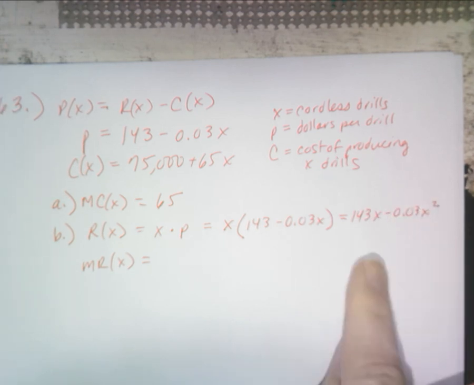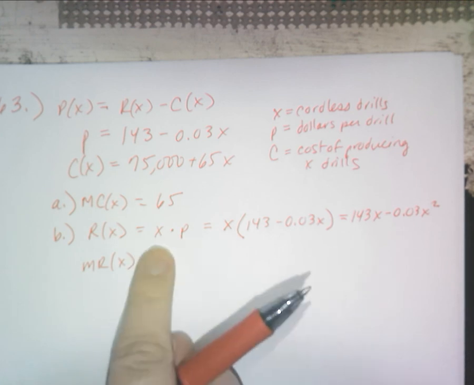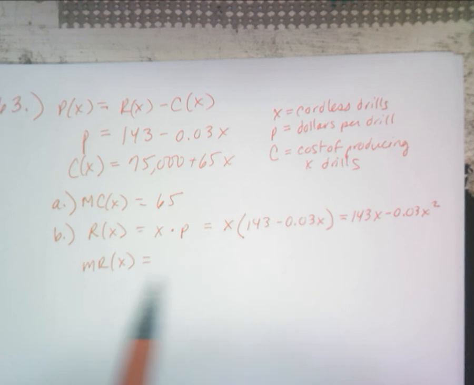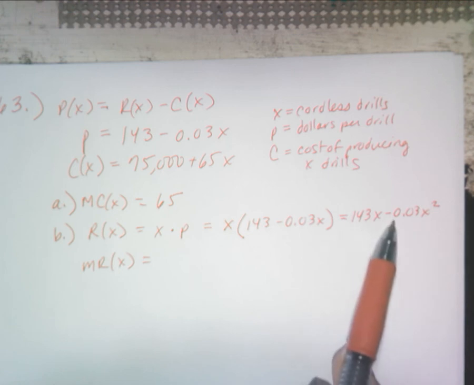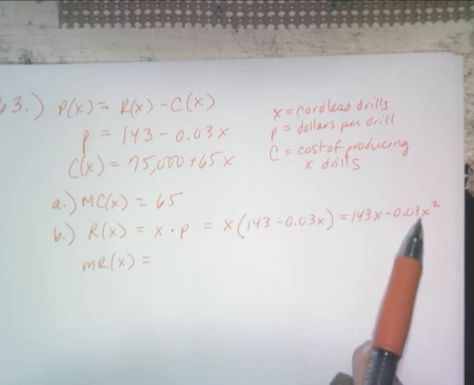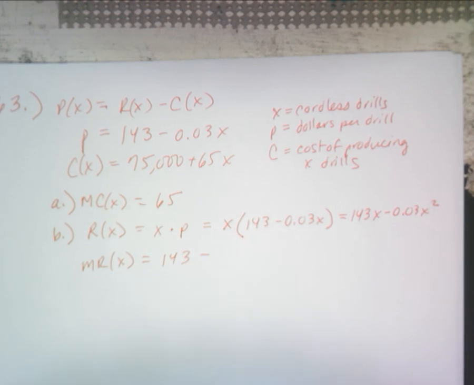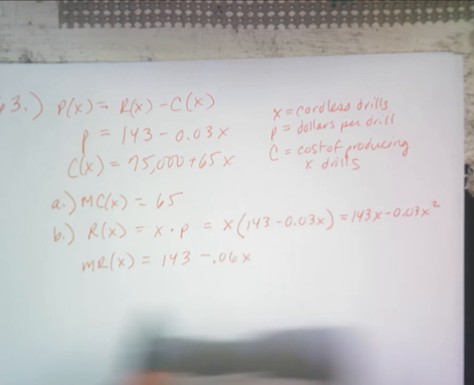That is the revenue: X, the amount of items you're selling, times the price per item, and the price was a function. Now, find the marginal revenue. You take the derivative of that. What would the derivative of 143X minus 0.03X squared be? 143 minus 0.06X. Good job.